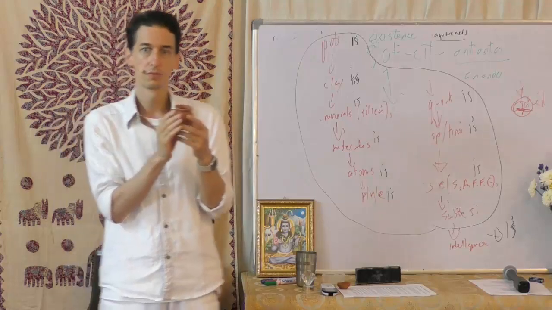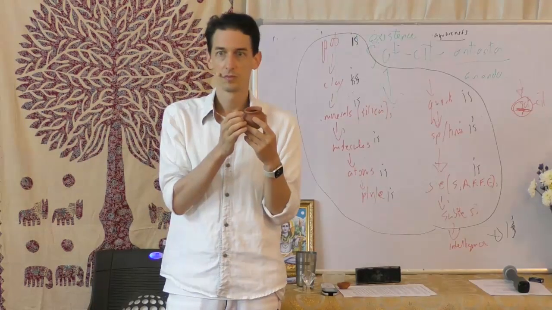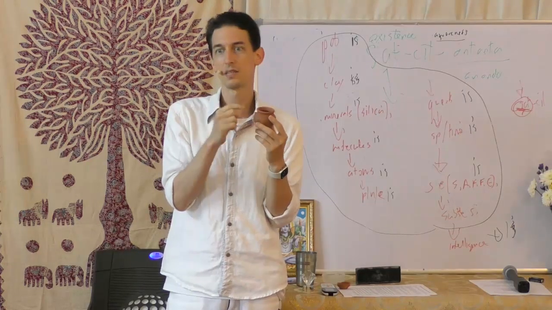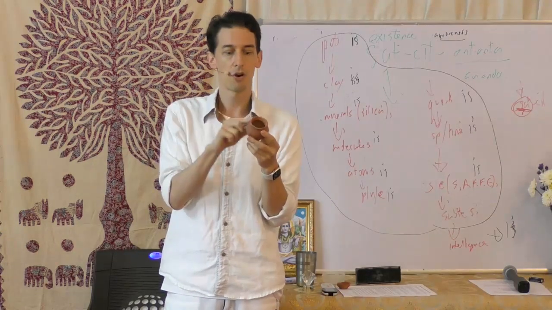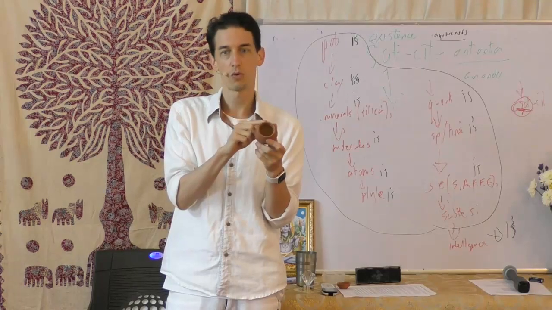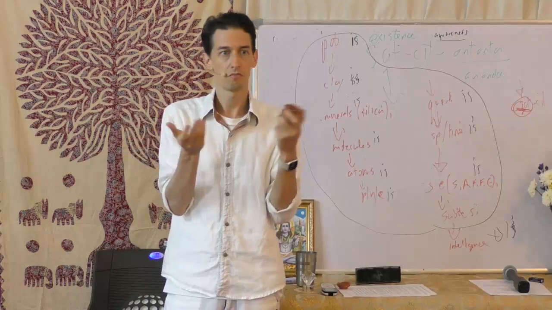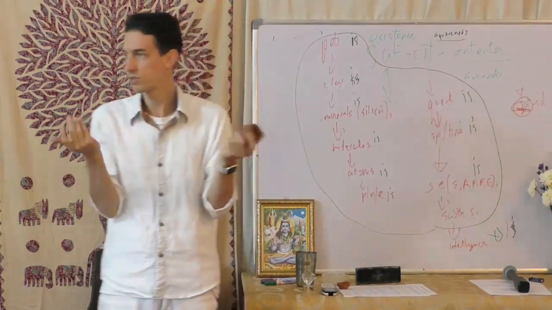Why not? It's independent. Yeah, because clay is independent of the pot. If the pot contaminated the clay, what would happen? Then all clay in the world would be in the form of a pot. Understand?